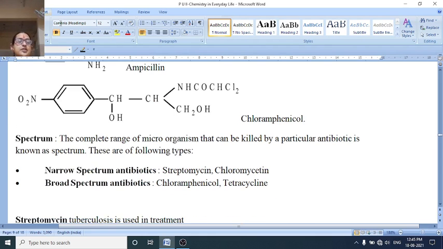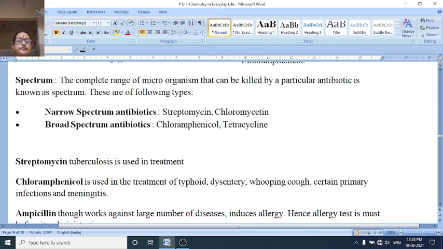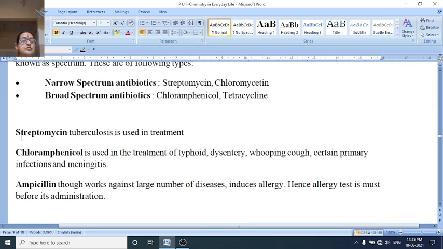Next, what we are going to study is spectrum, the complete range of microorganisms that can be killed by a particular antibiotic is known as spectrum. These are of the following types. One is narrow spectrum antibiotic, and another one is broad spectrum antibiotic. The examples are streptomycin and chloramphenicol. So streptomycin is used in the treatment of tuberculosis.